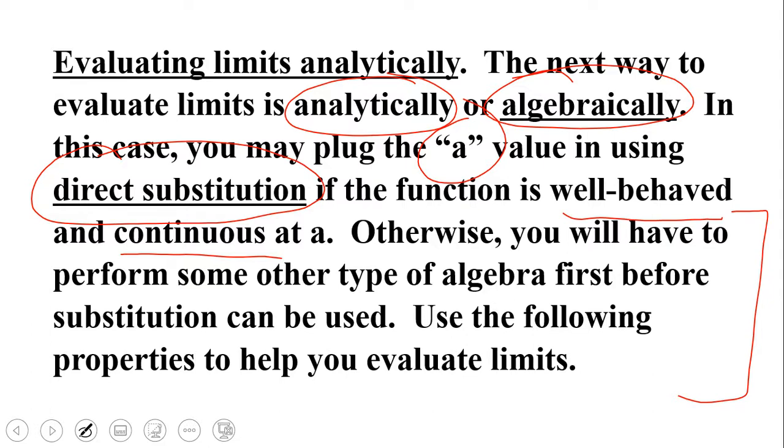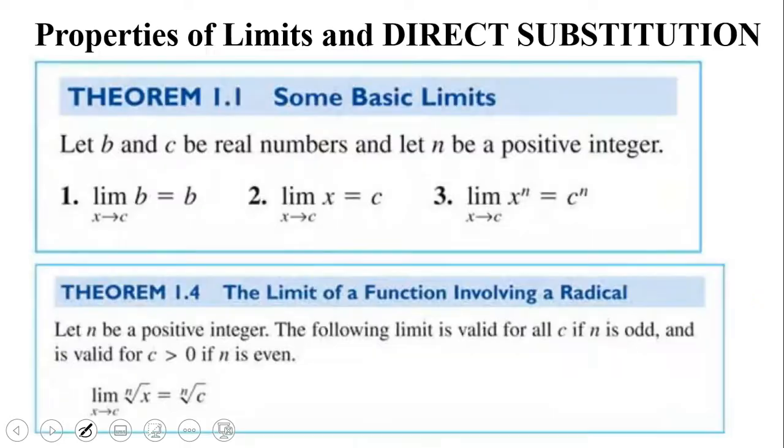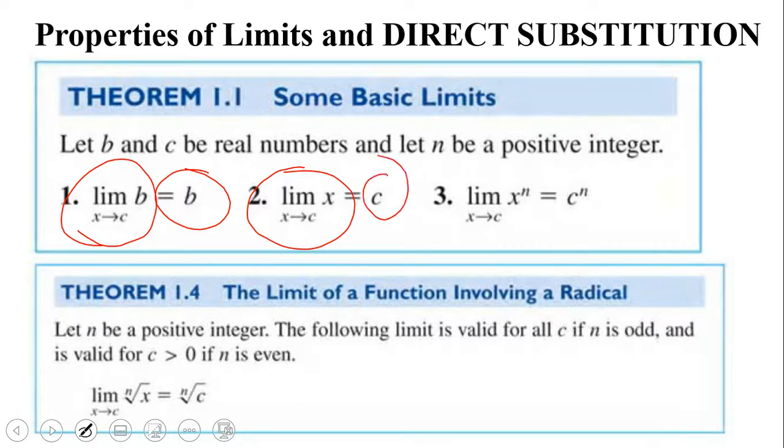In order to do this, we're going to use all the properties on the following page. Don't really worry too much about writing them down because the truth is most of them are common sense. So here are your first set of limits. If you're trying to find the limit as x goes to something of a constant, there's nowhere to plug the value in. Your answer is just the constant. If you're trying to find the limit as x goes to some number of x, plug in the number, and that's your limit. If you're trying to find the limit as x goes to some number of x to the n, plug in whatever the value is, evaluate it, and that's your limit.